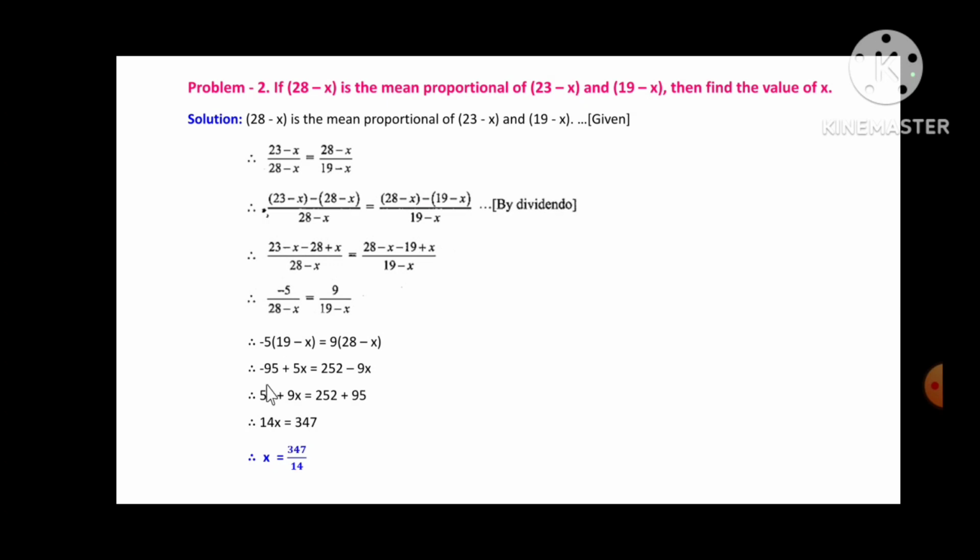So solve the bracket, multiply. 5 into 19, the product is minus 95 plus 5x is equal to 252 minus 9x. So friends, 5x plus 9x is equal to 252 plus 95. So 14x is equal to 347, therefore x is equal to 347 upon 14. There is no division possible, so the value of x is 347 upon 14.